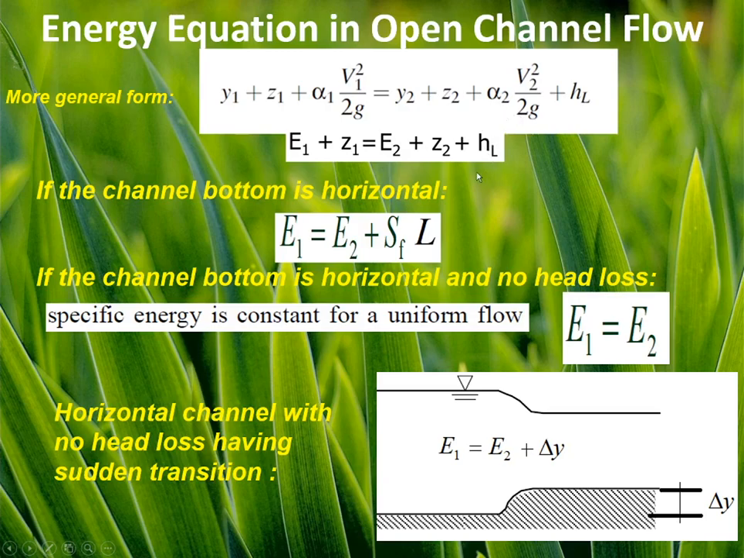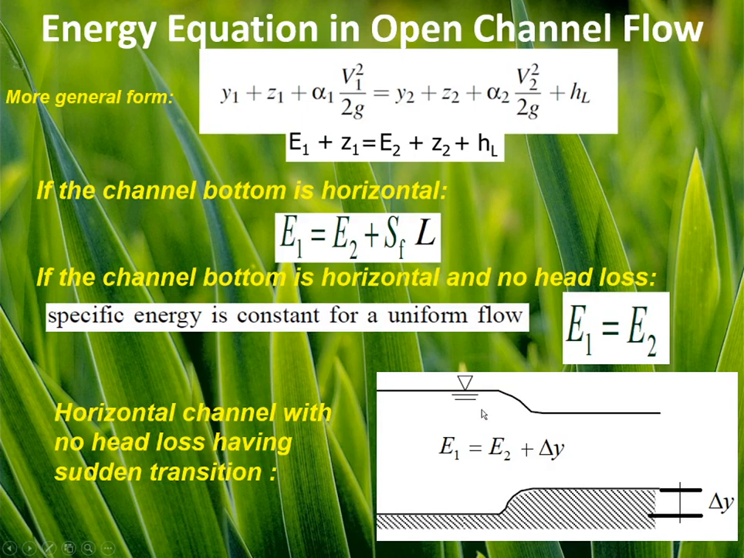When there is no energy losses, we can easily remove HL. Therefore, this is the most general form. It should be memorized and will be very useful to solve the problems. And here you see that we have a horizontal channel with no head losses having sudden transition. Yes, this is a sudden transition. It is called hump.